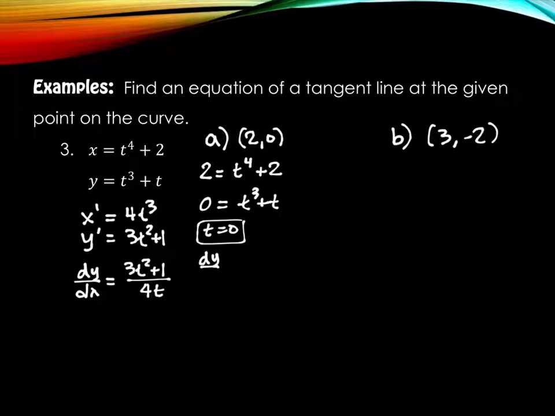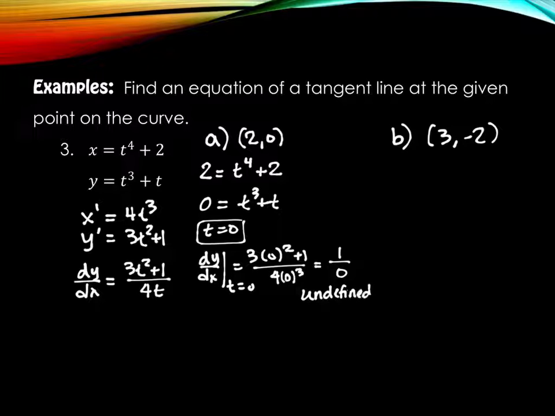So I need to do dy/dx at t equal to 0. So I have 3 times 0 squared plus 1 over 4 times 0 cubed. And what happens? We get a 0 in the denominator. And you're right, this is undefined. What kind of lines are undefined? Vertical ones. So this tells me I have a vertical line.